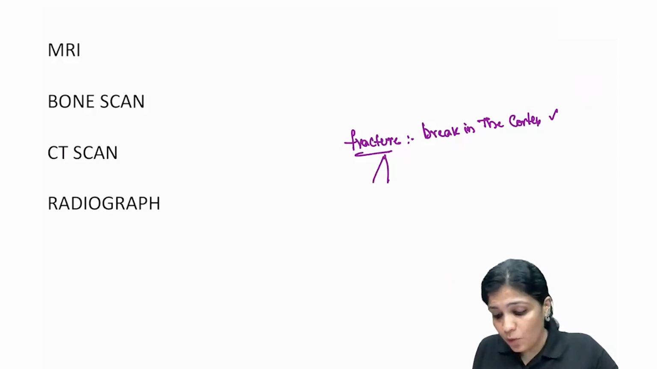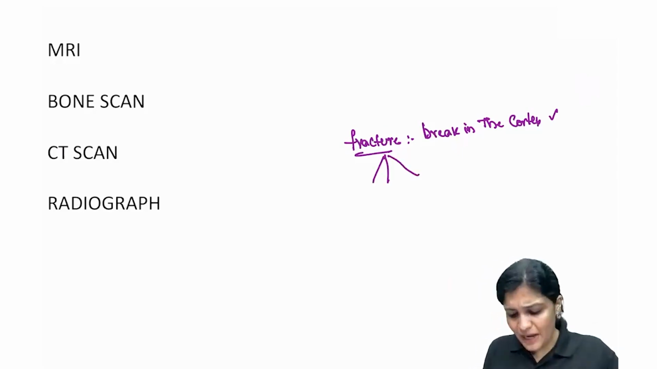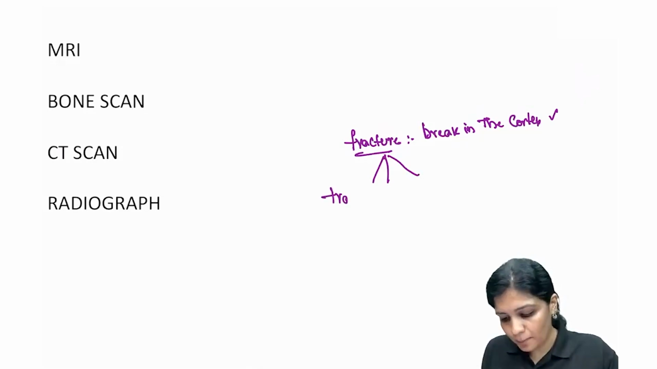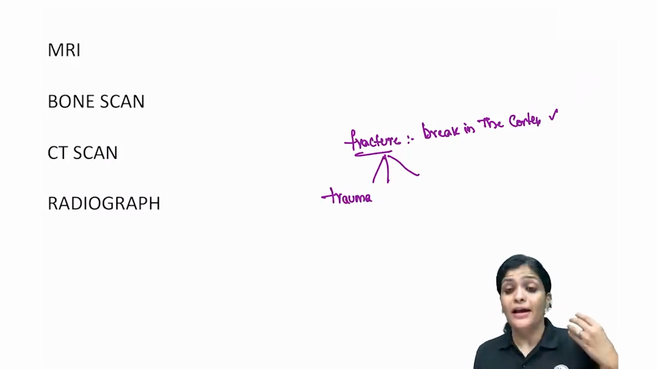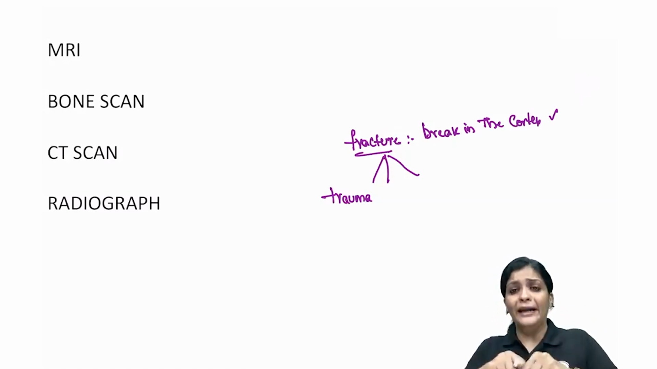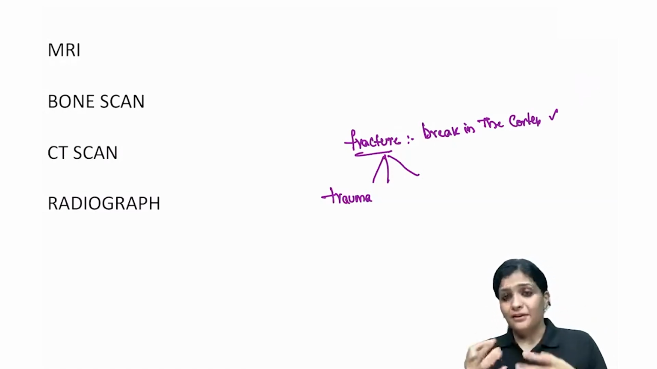And what are the things causing this fracture? Fracture is mainly because of trauma. Whenever there is a force acting on the bone, and the bone cannot withstand such forces, such as a bending force or twisting force, that results in fracture.